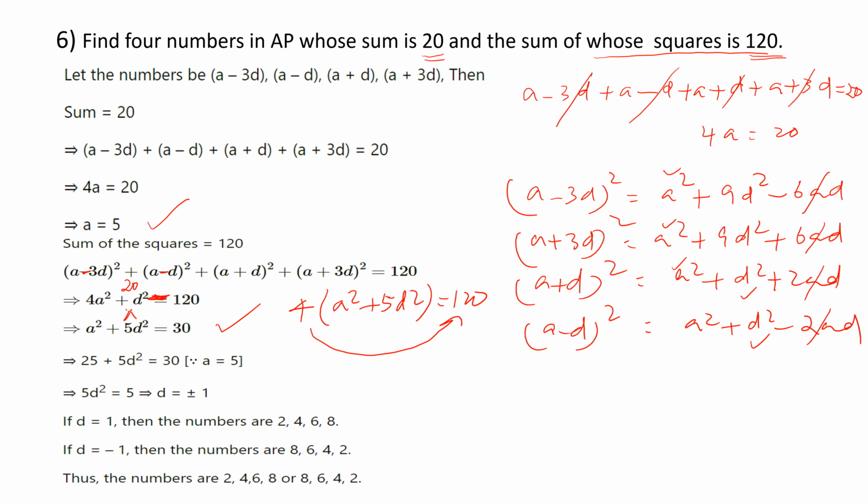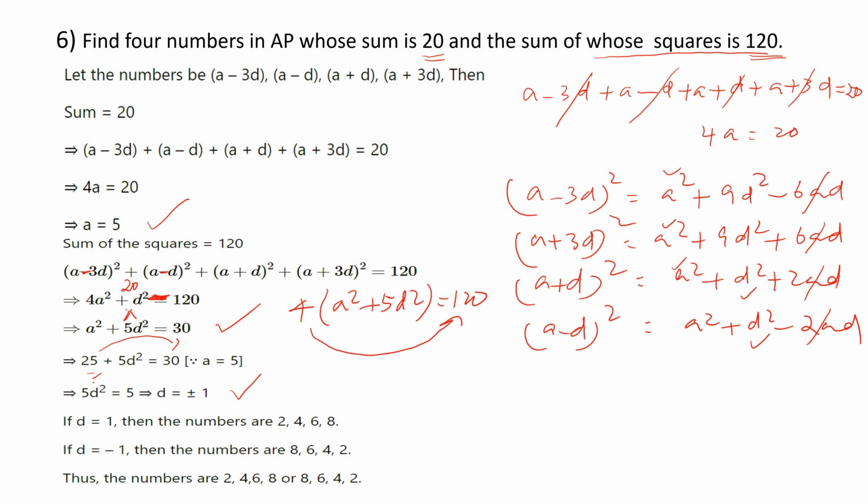Now, what is a? A is 5. So, substitute here a square. 5 square is 25 plus 5d square equal to 30. So, 5d square equal to 30 minus 25. So d square equal to 1 and d equal to plus or minus 1. So, you take the common difference as 1.